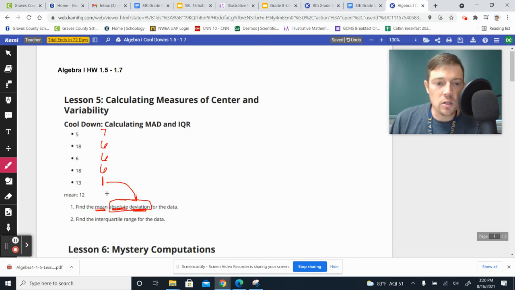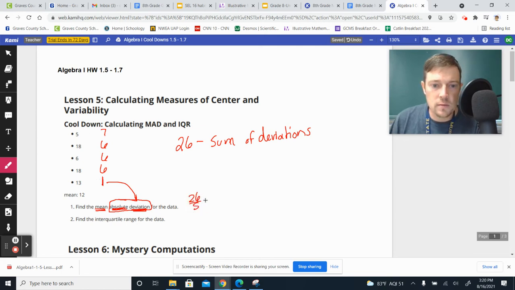So these are my deviations. And remember, you need the mean of those. So you need to add them up. 18 plus 1, 19, 26. So 26 is the sum of my deviations. You can think of it that way. And then whenever I want to find the average, I divide by how many there are. So my answer here for my MAD is 26 fifths, which is equal to 5 and a fifth, or 5.2. If you're using a calculator and want the decimal version there, I would accept any of those three.